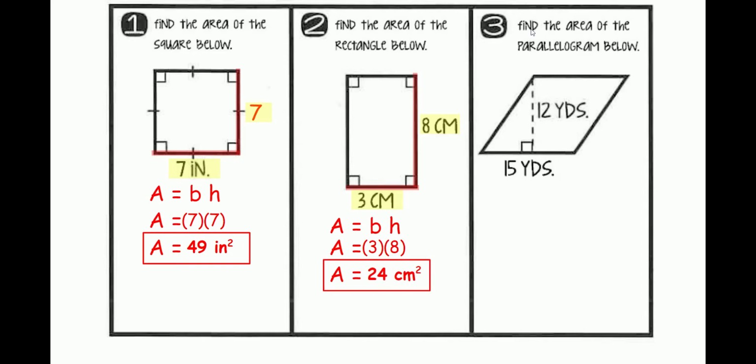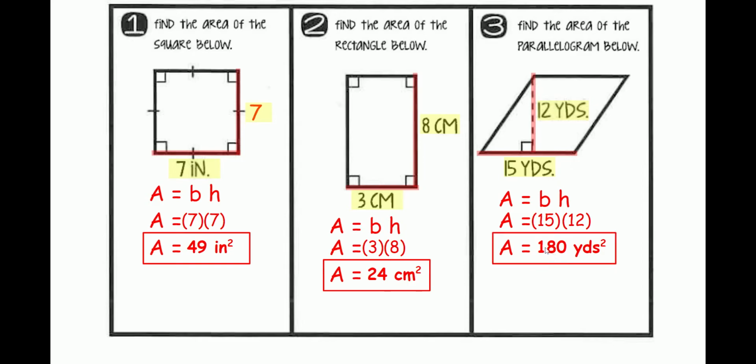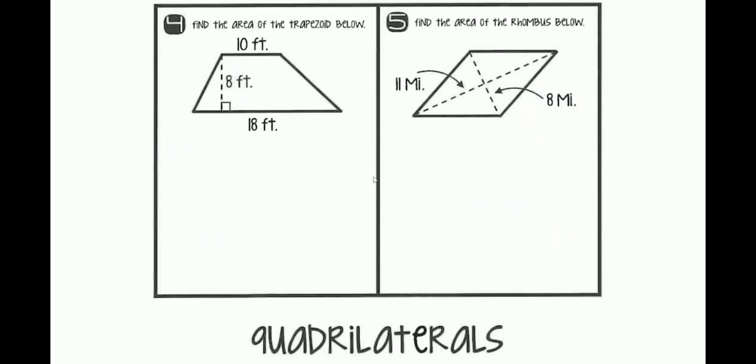And the parallelogram, the area of a parallelogram formula is the same as for the rectangle. So base times height. The base is on the bottom. It's 15 yards. Replace B with 15. Our height is 12 yards, so replace H with 12. Multiply 15 and 12, and we get 118 yards squared. That is our answer. Let's move on.